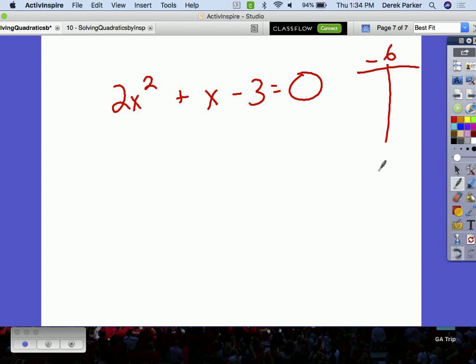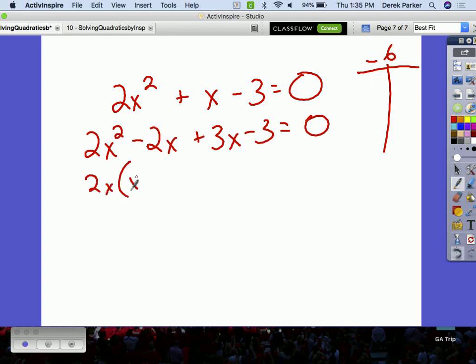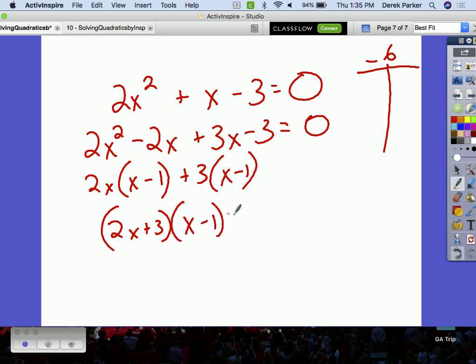And I have to think, what two numbers added together will give me a positive 1. Well, that is positive 3 and negative 2. So I get 2x squared minus 2x plus 3x minus 3 equals 0. And I end up getting 2x plus 3 times x minus 1 equals 0.